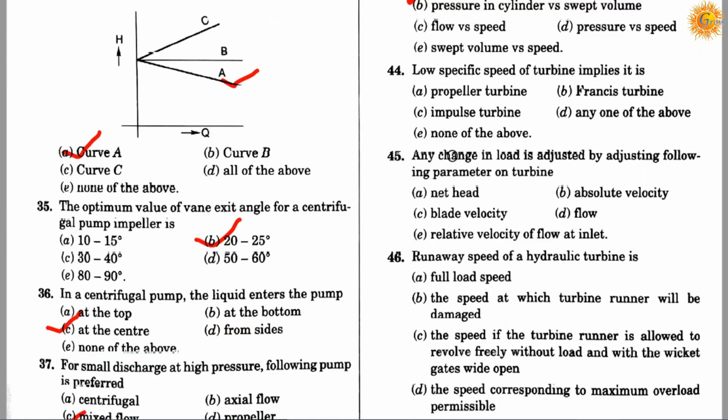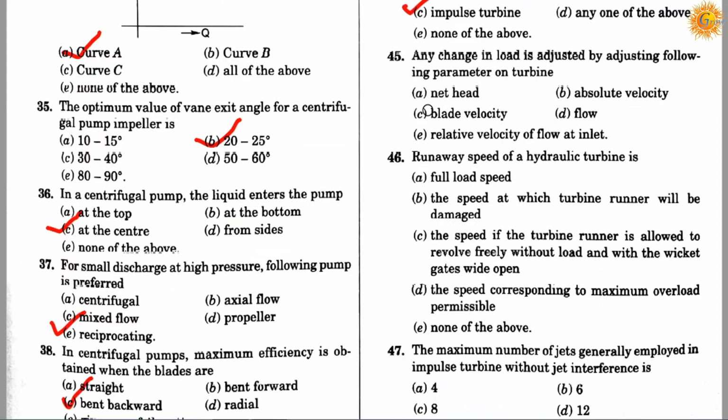Okay. Question number 44. Low specific speed of a turbine implies it is: option A propeller turbine, option B Francis turbine, option C impulse turbine, option D any one of the above, option E none of the above. Correct answer is C. It will be an impulse turbine.